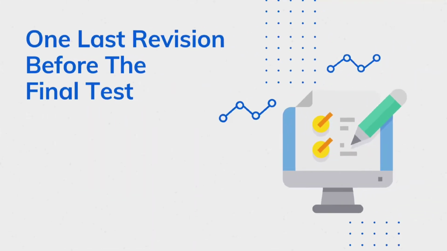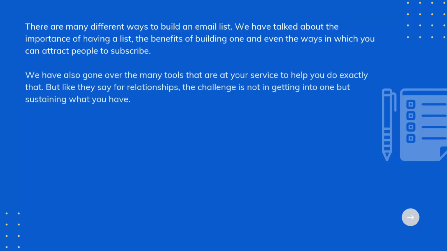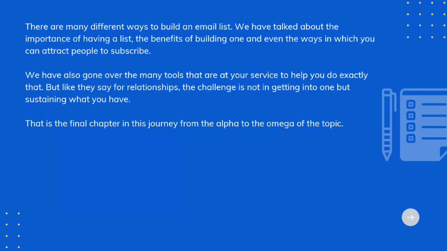One last revision before the final test. There are many different ways to build an email list. We have talked about the importance of having a list, the benefits of building one, and even the ways in which you can attract people to subscribe. We have also gone over the many tools that are at your service to help you do exactly that. But, like they say for relationships, the challenge is not in getting into one, but sustaining what you have. That is the final chapter in this journey from the alpha to the omega of the topic. Let's go over some key strategies to help you hold fort.